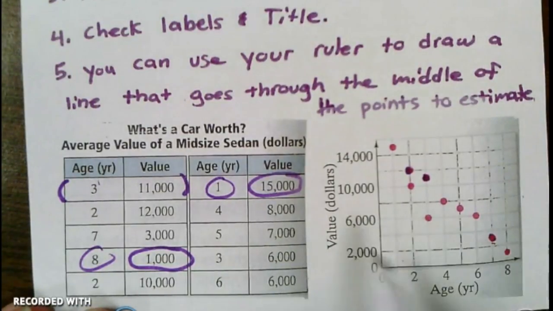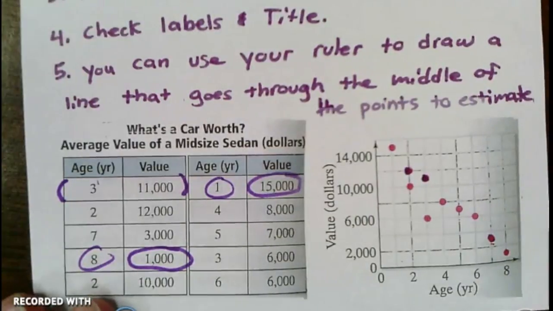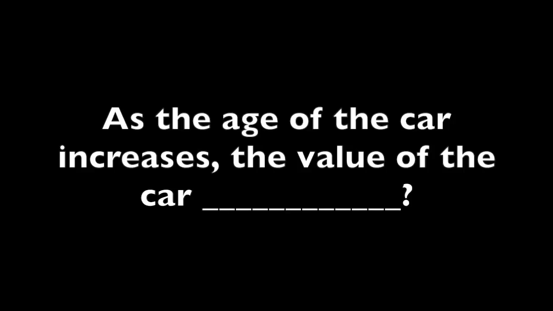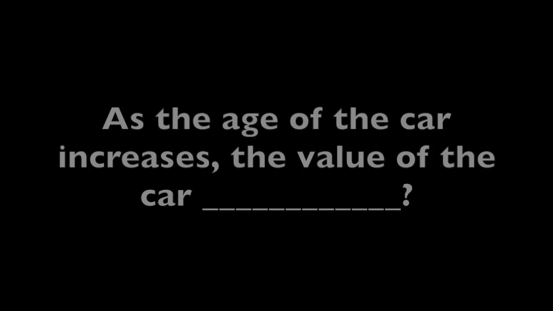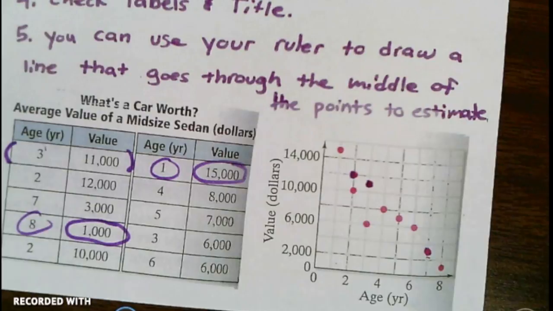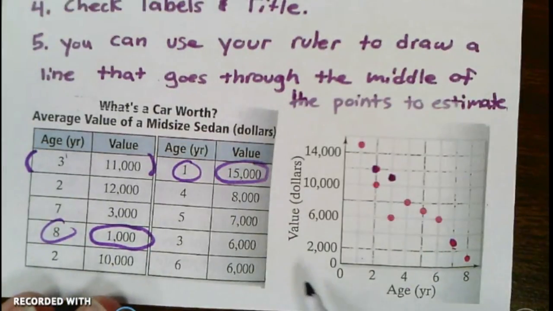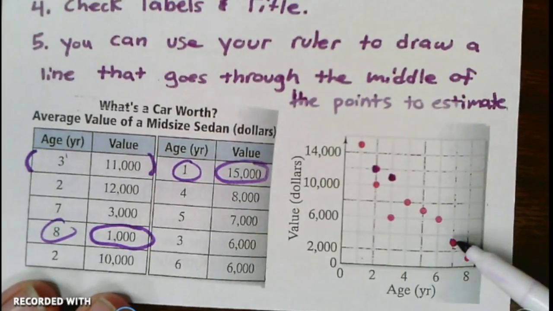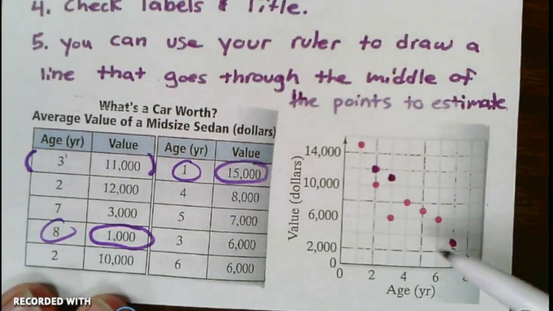3,000. Okay, and as we plotted all these points, now we're going to look and see, is there a trend? Yes, there's a trend. What kind of trend is it? Yes, it's a negative trend. As the age is increasing, okay, the value is decreasing. So that is a negative trend.